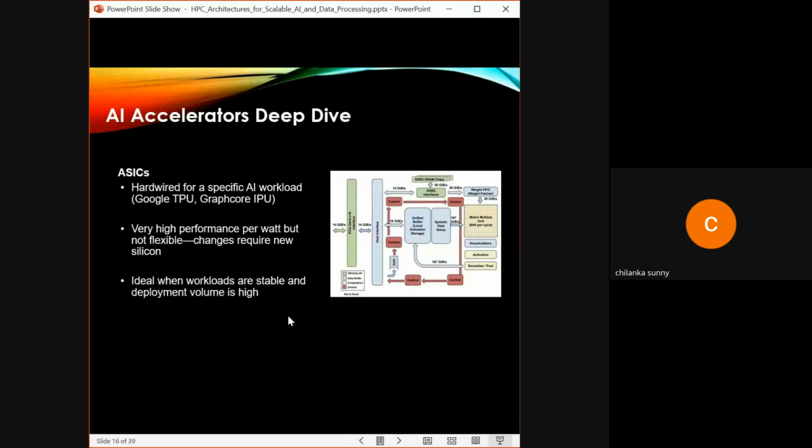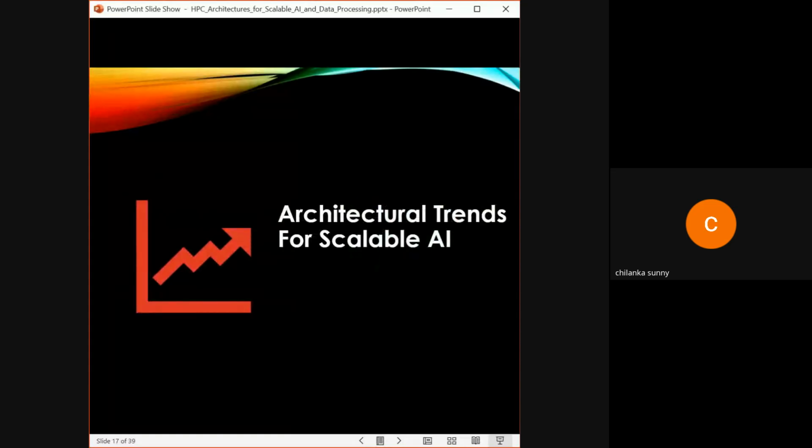So that's all about the AI accelerators. Now let's switch gears to the big picture: the architectural trends for scalable AI.